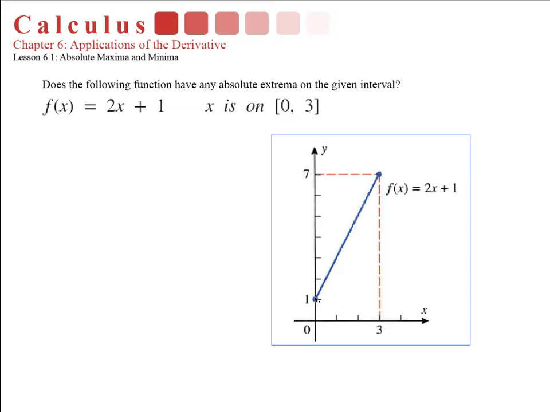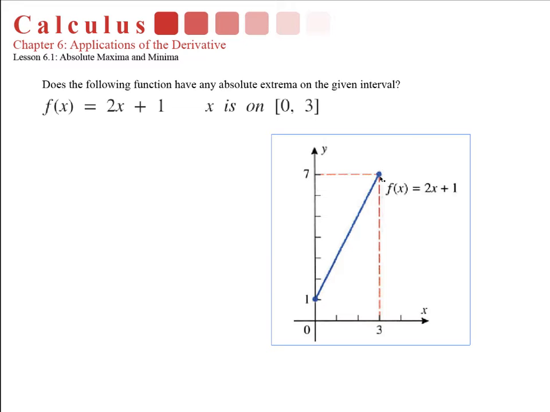It has an absolute minimum at 0, and it has an absolute maximum at 3. Notice that when I say it has an absolute minimum at 0, I'm talking about the x value, not the y value. And notice when I say it has an absolute maximum at 3, again, I'm talking about the x value, not the y value. If you ask me what the absolute maximum is, well then I would say the absolute maximum is 7 at x equals 3. And so what an absolute maximum is and where it's located are two different questions.